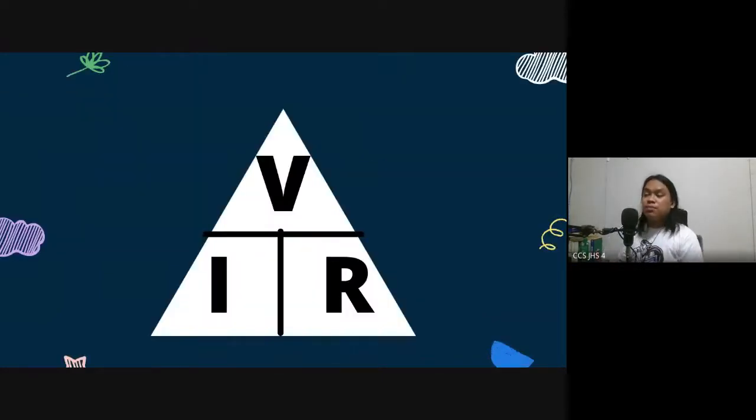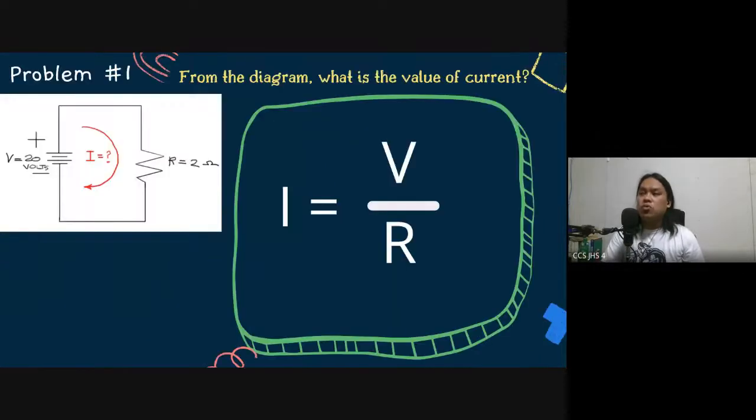What formula are we going to use? From the pyramid of Ohm's law. Okay, very good. Let's just cover letter I, or current, since we want to solve for its value. Then we have the formula V over R. So the formula that we will use is I is equal to V over R. So simply substitute. That is equal to, what's the value of voltage? Okay, very good. 20, what is the unit, Georgina?